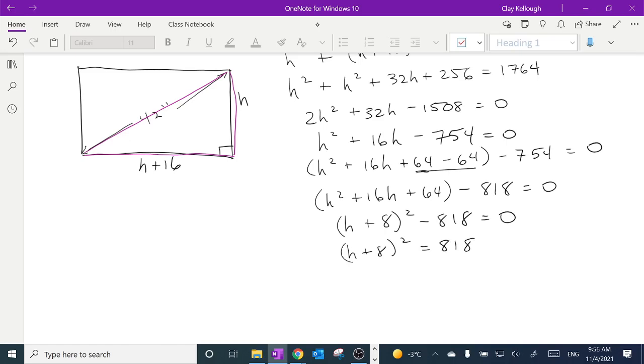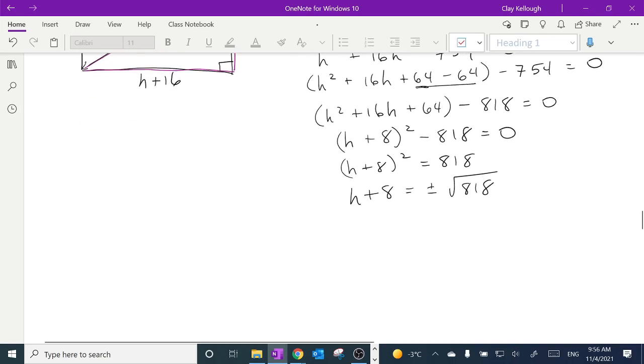Step 2, I have to square root both sides of the equation. And that, of course, does give me the plus or minus. I'm going to write it down, but I already kind of know that the negative doesn't make any sense here. I'm looking for the length and width of a television. Putting negative numbers on that doesn't seem to make any sense to me. So I'm going to ignore the negative possibility and say that h is whatever the square root of 818 minus 8 is. And that's an exact answer.